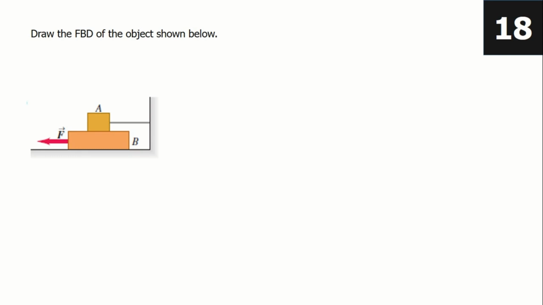I guess we need to draw the FBD for object A first. It has a mass, so it has a gravitational force downward, always downwards. Since it is on top of object B, object B experiences that weight. As a reaction, it exerts an upward normal force on object A, which you can see here. There is a string on its right side, so the tension should be to the right.